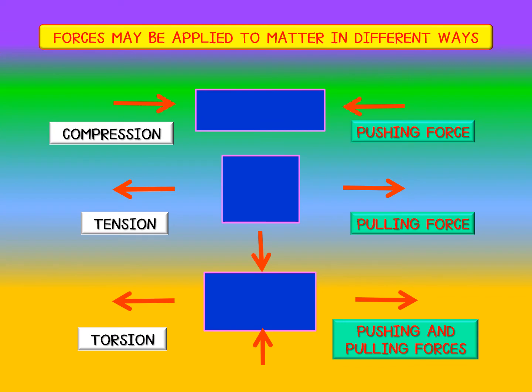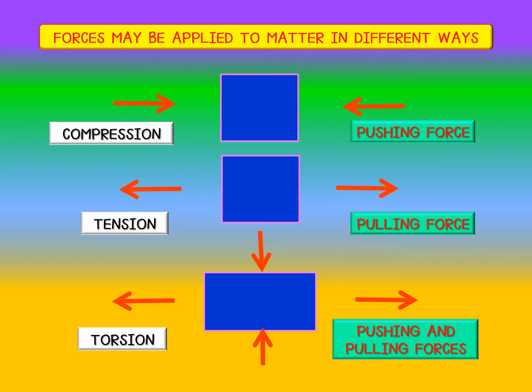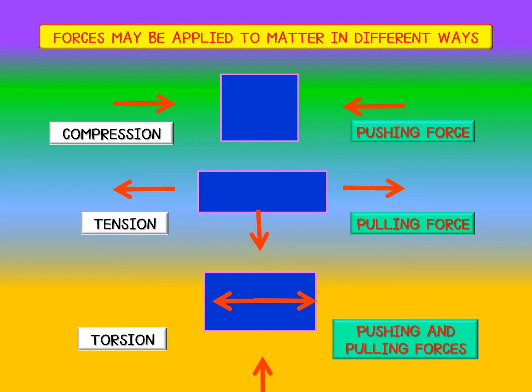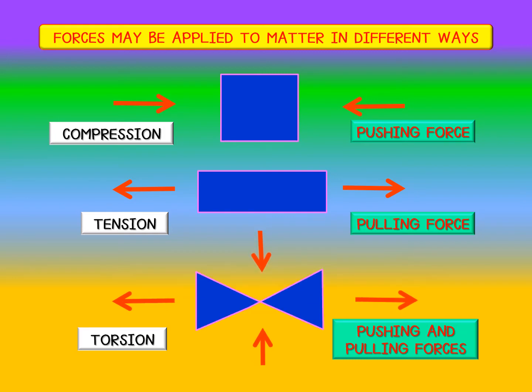What categories of forces are there? A pushing force is a compression force. A pulling force is a tension force. A combination of compression and tension forces creates torsion. These forces are operating in all matter.